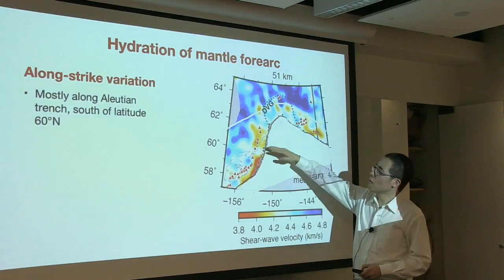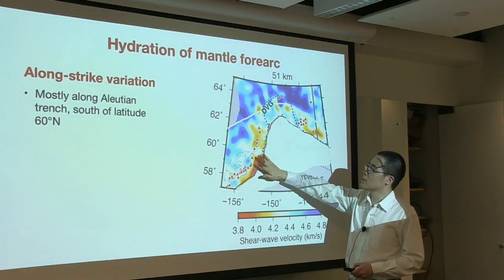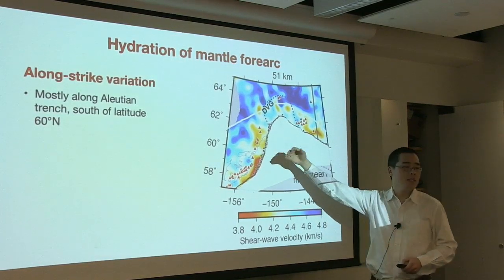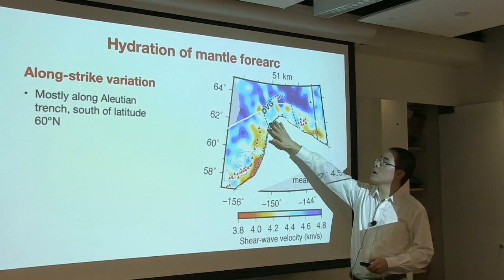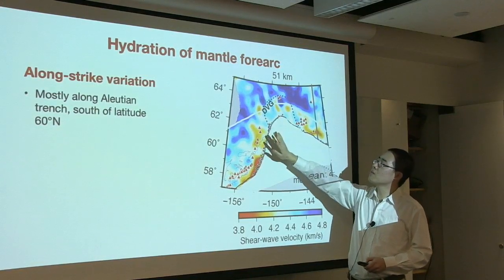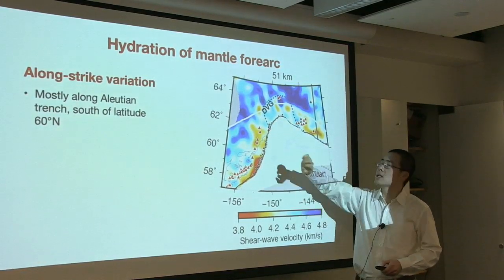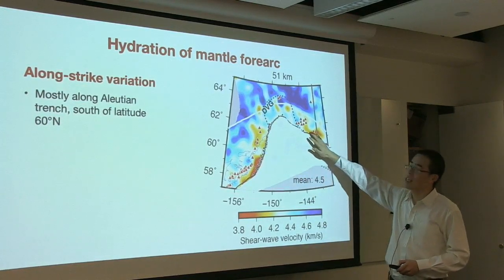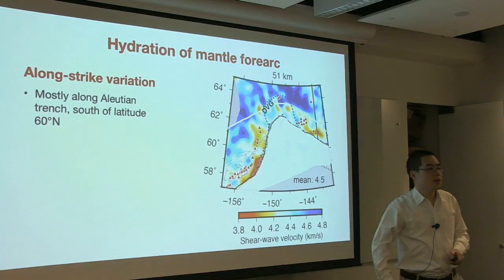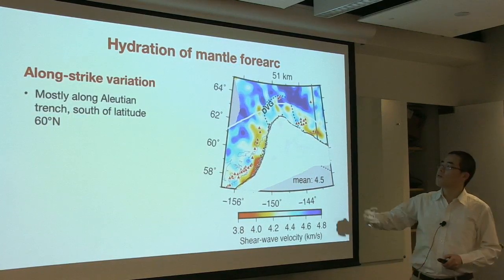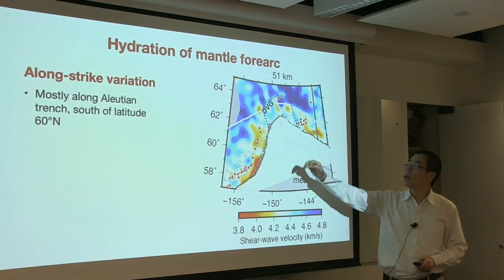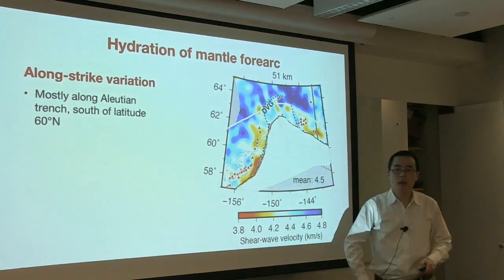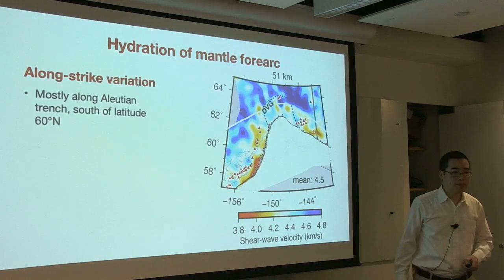There is a lot of low velocity south of latitude 60 degrees. To the north and northeast along the strike, the velocity is much higher. And for here, we see a relatively average velocity. We do not expect the presence of serpentine here. But we have some low velocity here, which probably has serpentinization occurred as well. But the volume of serpentine should be much smaller than what we see along the Aleutian part.